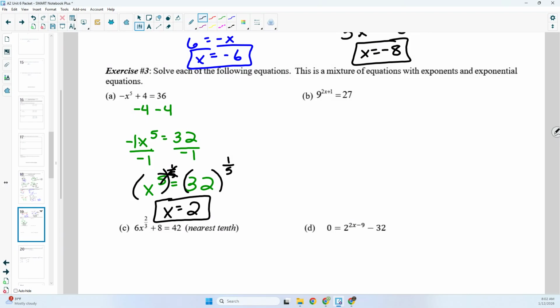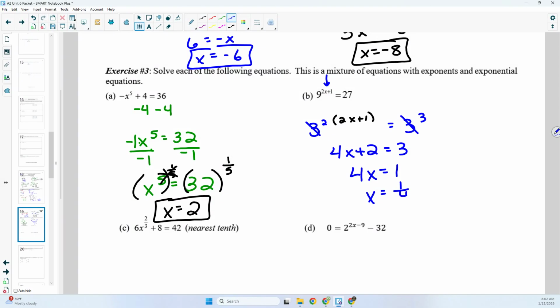Looking at the next one, now we have an exponential equation because we have an x in the exponent. So 9 is 3 squared. And 27 is 3 to the third. And then I can cancel the bases, and I have 4x plus 2 equals 3. Move the 2 over, and divide by 4, and I get 1/4.